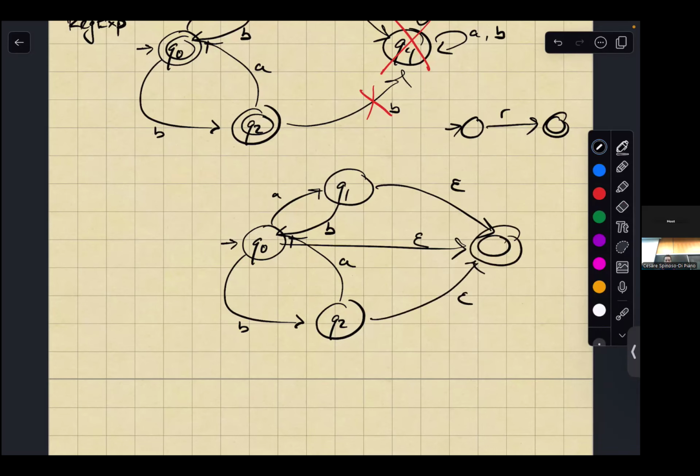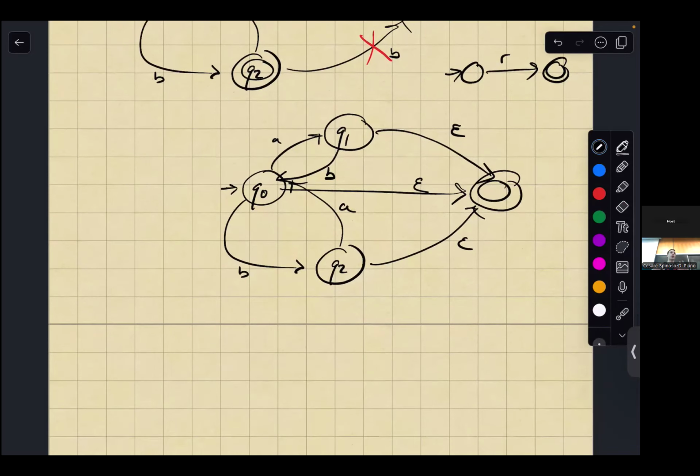Okay, great. So now the next thing is I need to start deleting states, right? So let's start by deleting the state Q2. If I delete Q2, what do I need to account for? I need to account for the fact that Q2 allows from Q0 to read a B and then to go back reading an A to Q0. Right? So that's one thing it allows me to do.